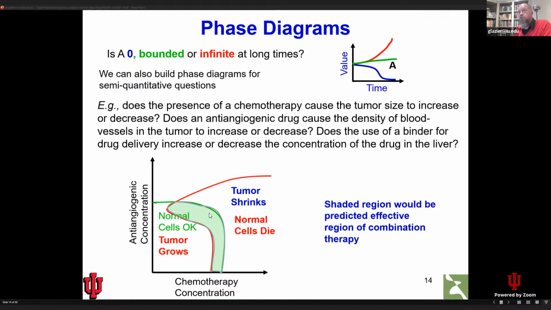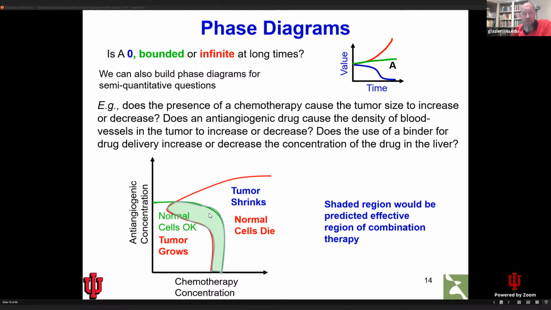And then you could ask other questions. Here we're imagining we're trying to get rid of the tumor, but the anti-angiogenic drug acts on the blood vessels. So you could ask what it does to blood vessel density. And we could ask about things like delivery vehicles. These days, because chemotherapeutics are quite toxic, they're often conjugated to antibodies or to liposomes that primarily target the tumor. So you get less of the toxic chemical in the normal tissue and more in the tumor. That can help as well.